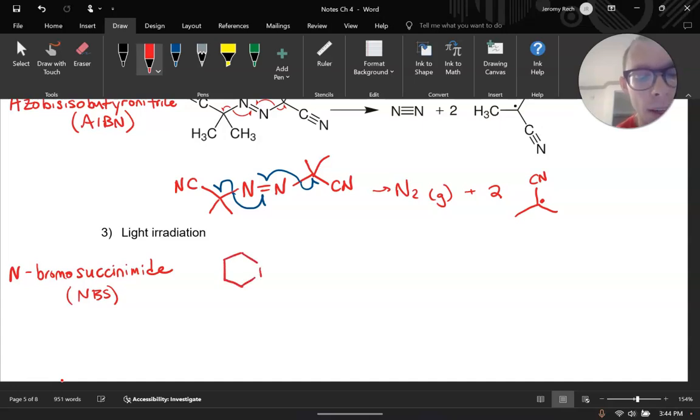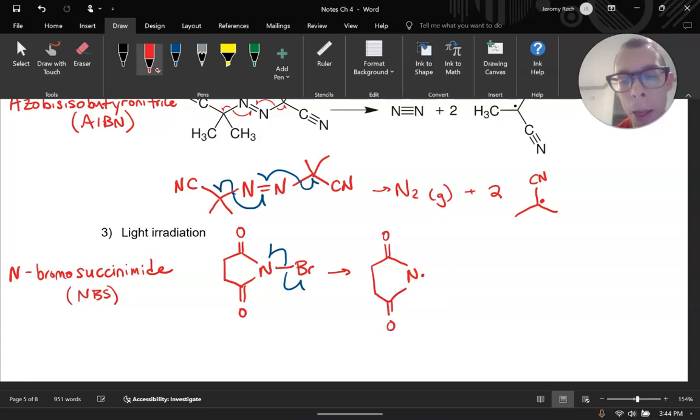So NBS is a five-membered ring that has a nitrogen heteroatom, two carbonyls, and then that nitrogen being bonded to a bromine. Now, in this NBS, the bond between the nitrogen and the bromine is going to be the most reactive. So this can cleave to generate your succinimide radical, as well as a bromine radical.